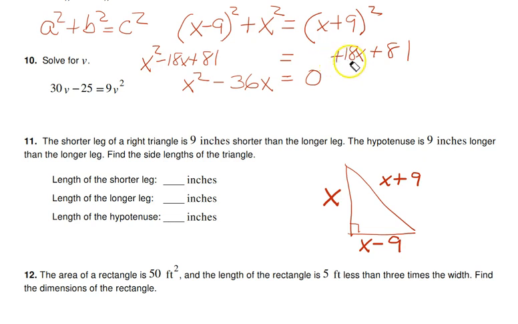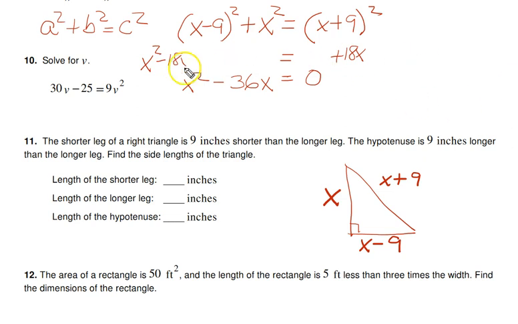Now I'm going to transpose this positive 18x to this side as a negative 18x. So I have a negative 18x and another negative 18x give me a negative 36x. And then I'm going to subtract an 81 from this side and an 81 from this side. So these just cancel each other out.